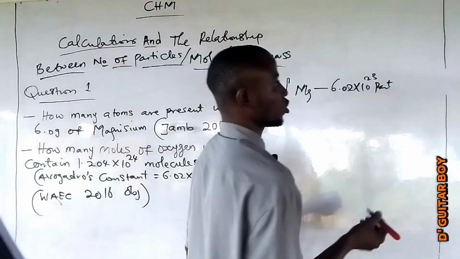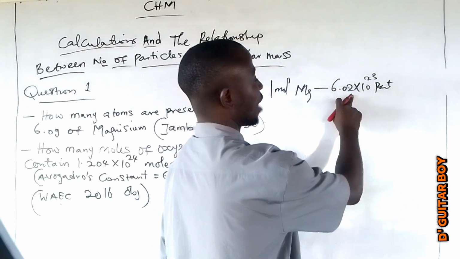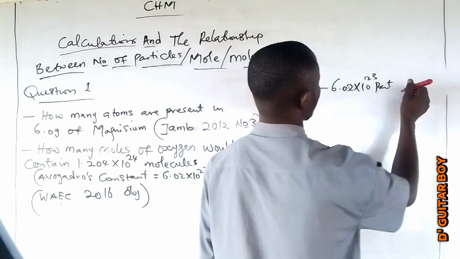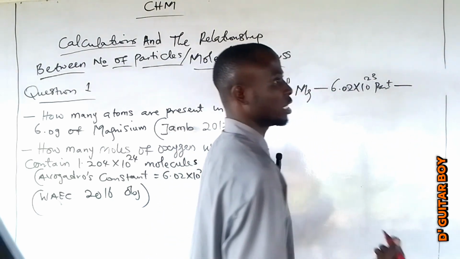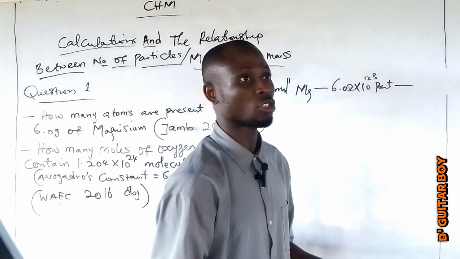We said a mole is a substance that contains Avogadro's number of particles. This is the number of particles, and this is its weight. One mole always contains the relative mass of that substance.